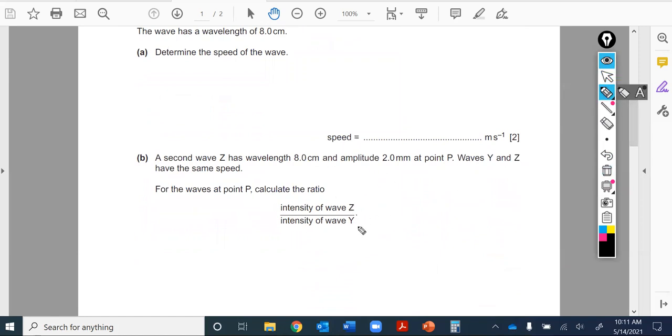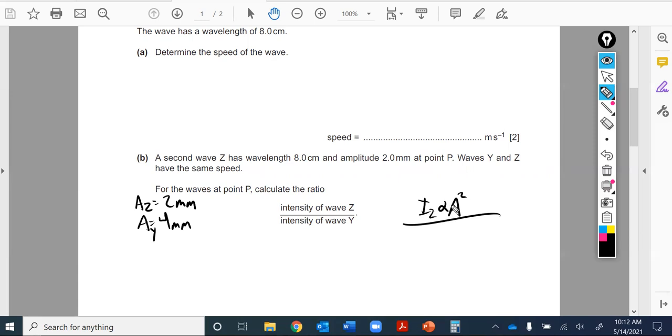Now remember, we knew what the amplitude of wave y was. It had an amplitude of 4 millimeters. This one is saying that we've got an amplitude of 2 millimeters. So the amplitude of y was this, the amplitude of z is only 2 millimeters. Now intensity is proportional to amplitude squared. So if we want to look at a ratio of intensities, we have to look at a ratio of these amplitudes squared.